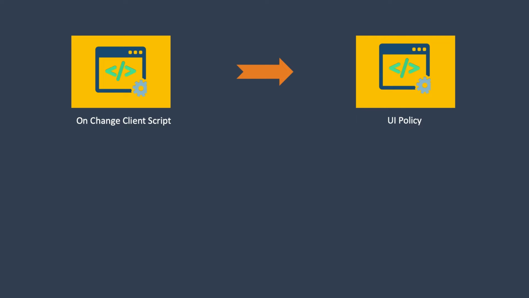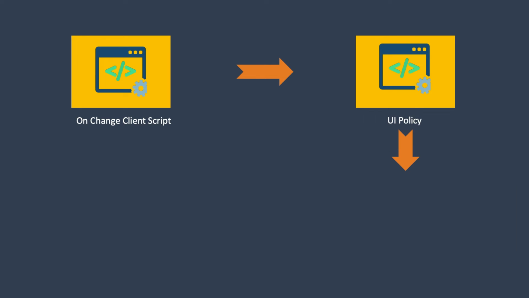Now after running on change client script, it will also run UI policy, and that is also on change UI policy. So maybe you are changing the state, and when I change the state, maybe you have written a UI policy that it should make a particular field mandatory. So it will definitely run UI policy as well. So first it will run on change client script, and then it will run UI policy.